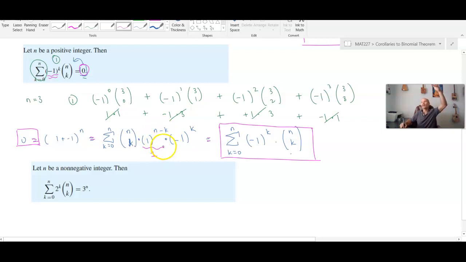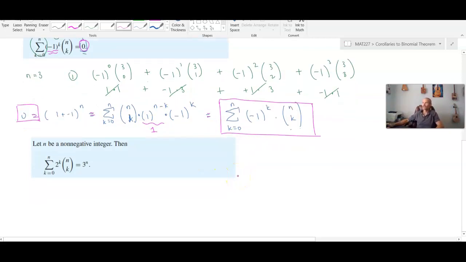So choosing 1 is a smart choice because 1 raised to any power is just still going to be 1. So all these corollaries start to emerge and all these different properties can become useful at some point. All right, how about this next one here?